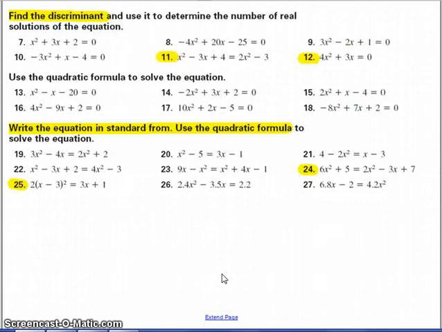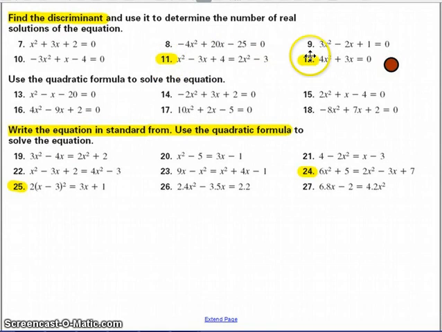Okay, so now I want you to do some of the work. So go ahead and answer 11 and 12. In those cases, you're supposed to simply find the discriminant and tell how many real solutions your equation should have. And then for 24 and 25, after putting the equations in standard form, I want you to go ahead and use the full quadratic formula and solve those two equations. When you come back, I'll show you the answers to all four of those questions.